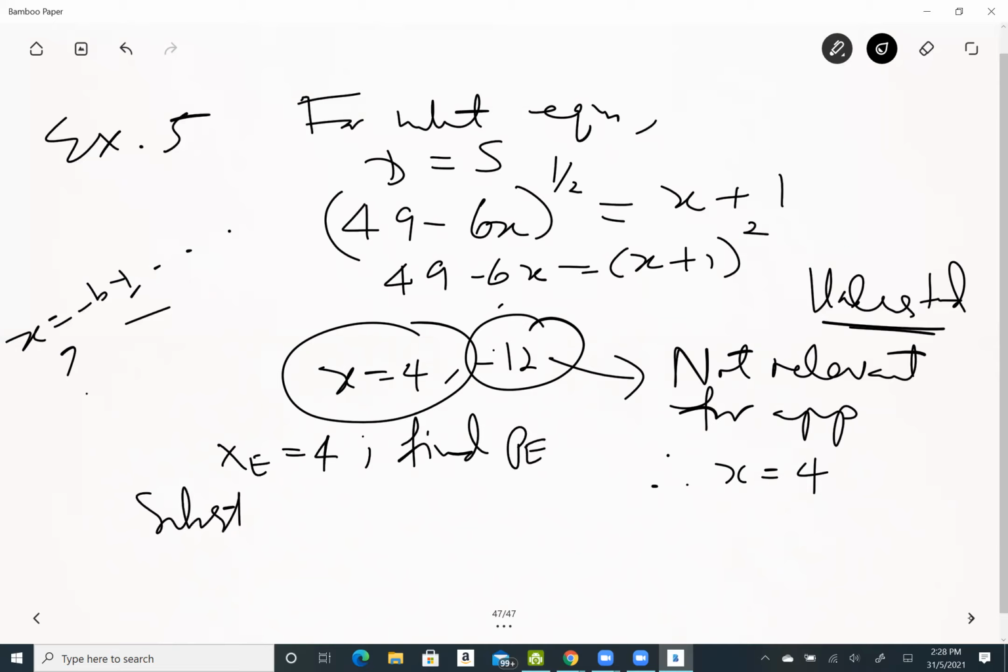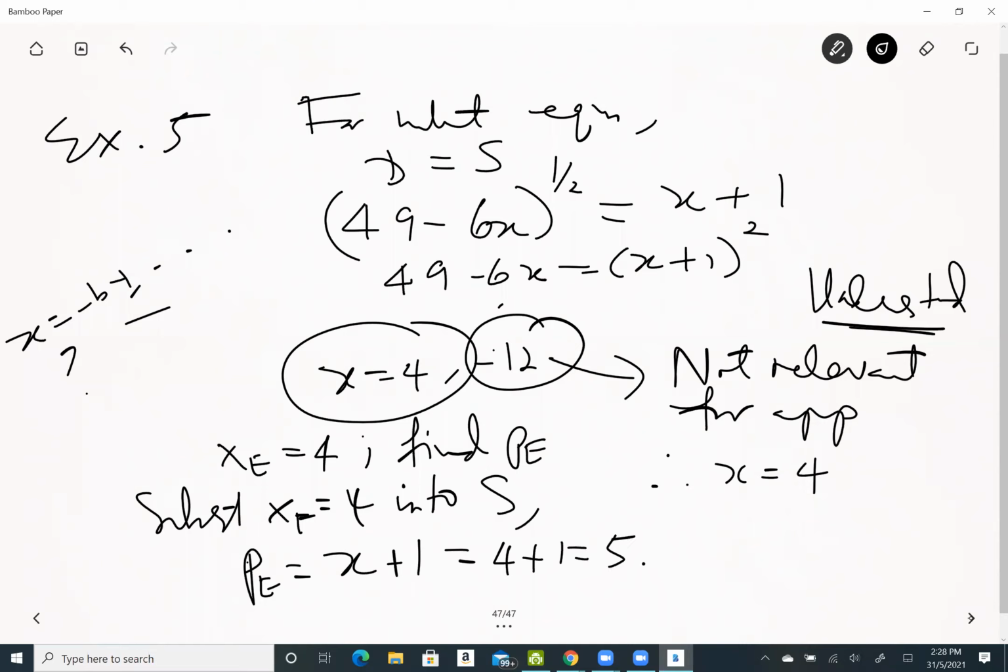You substitute xe equal to 4 into what? Into either the demand or into the supply. Doesn't matter. It's up to you. But put into the supply. It's easier. So I got the xe equal to 4. So PE is equal to x plus 1 equal to 4 plus 1, you will get 5. So now you got PE 5, XE 4.